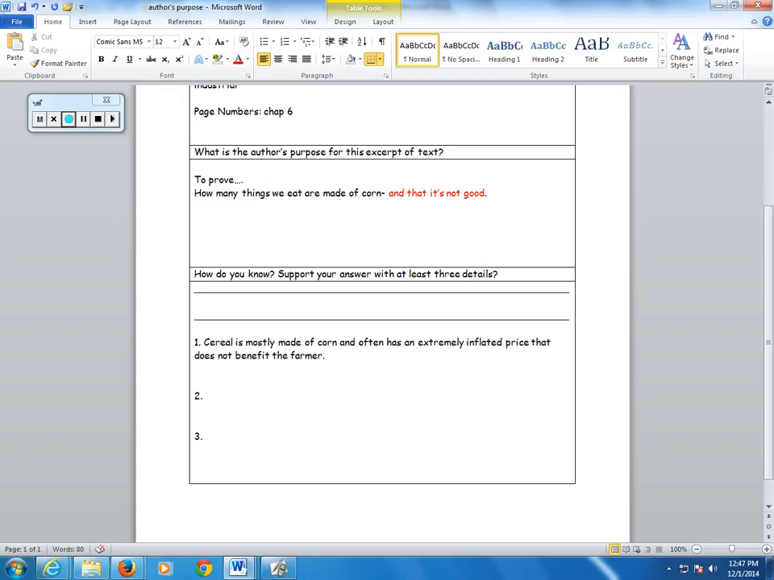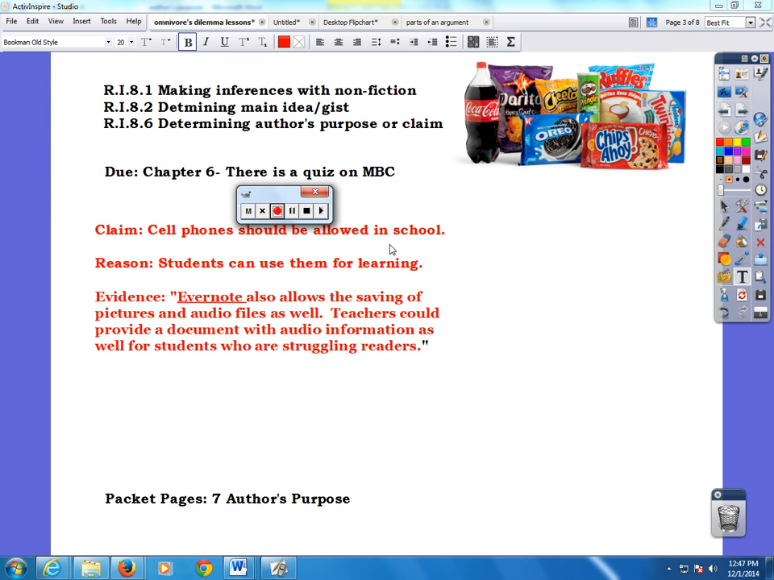So that's one example he uses to prove that corn is in a lot of things and that it's not good. So you're going to go back to chapter 6 and find 2 more things from the story that would prove this. And that's basically what we did in class. As long as you get page 7 done, there is no other homework. And that's that.